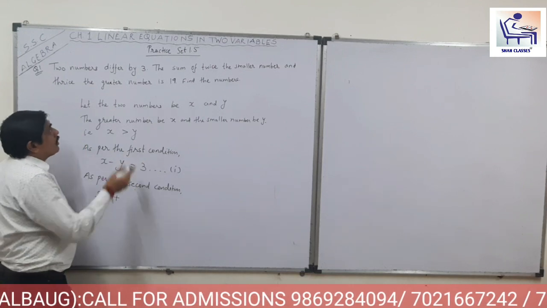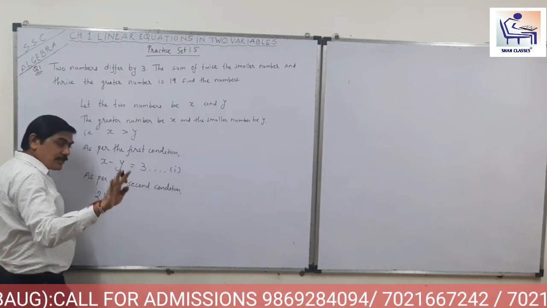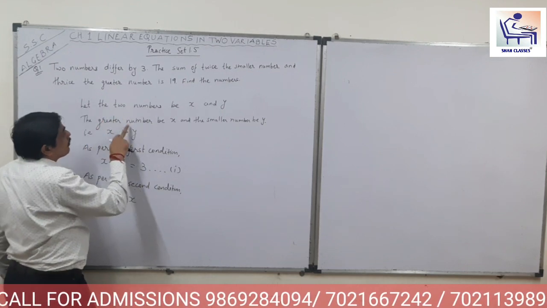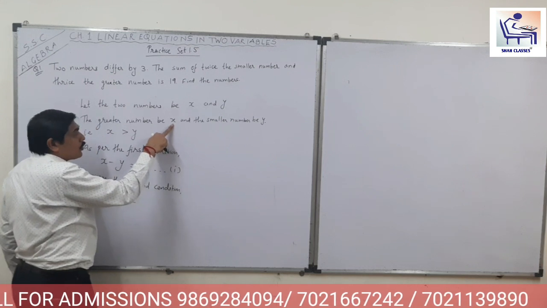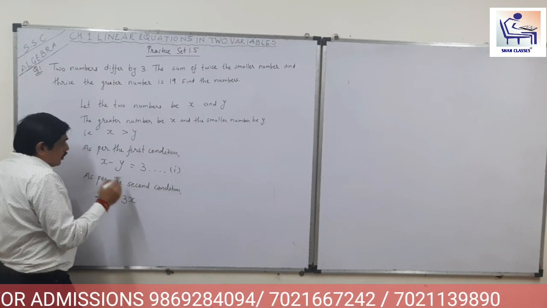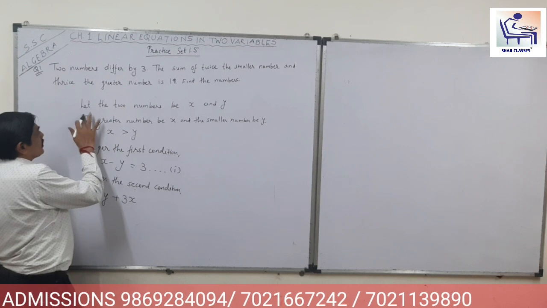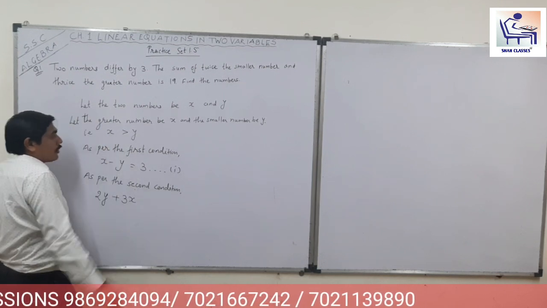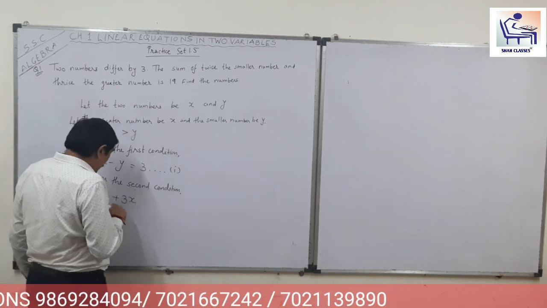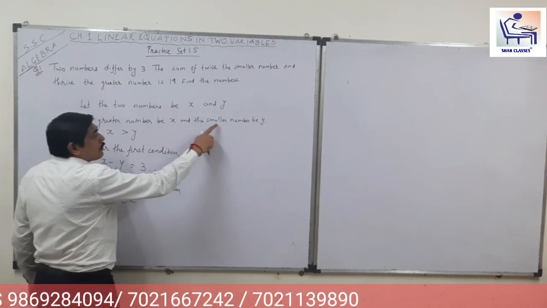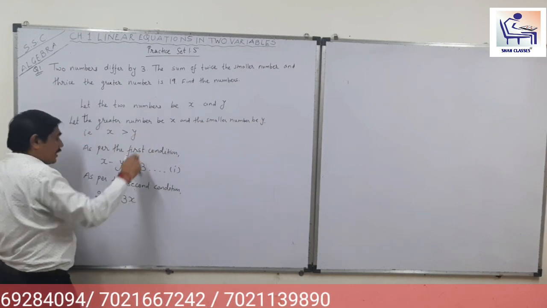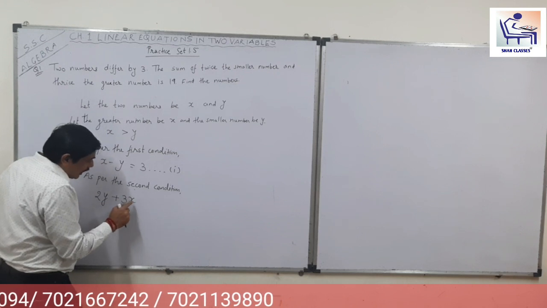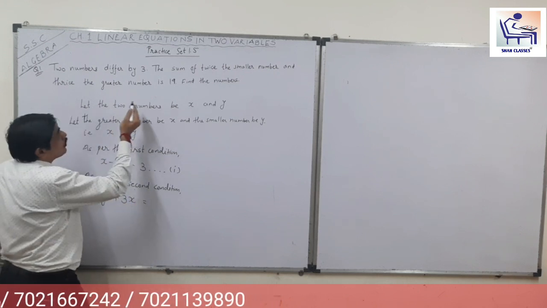Twice the smaller number and thrice the greater. Thrice means 3. Thrice the greater number. Our greater number is here. Greater number what we have assumed? x. So 2y plus 3x. Here we will assume that also: let the greater number be x and the smaller number be y. So हमने यहाँ पे smaller number को y assume किया है, greater number को x assume किया है. So 2 times smaller number plus 3 times greater number is equal to 19.